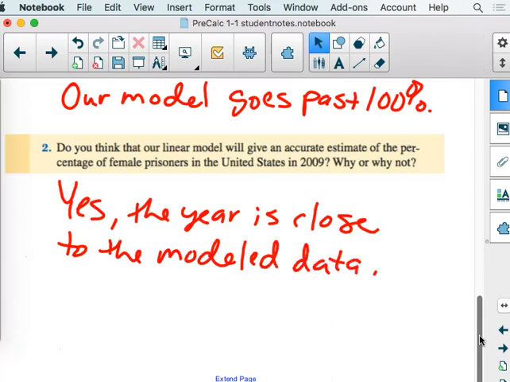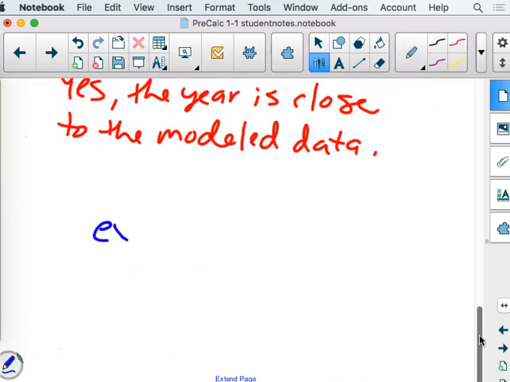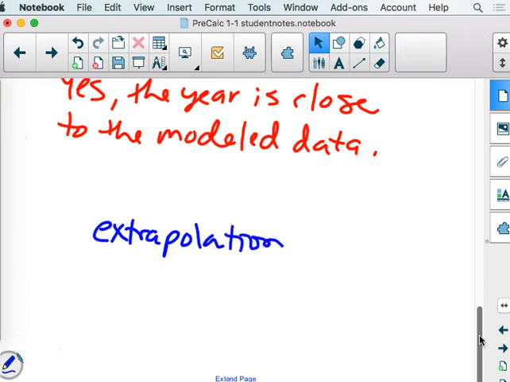It would still be called extrapolation. I suppose I should put that word down. Because it is outside the data that was collected. But it's so close to it that we definitely would use it. We would say that's a pretty reliable way to go. Again, the other fancy word for using inside would be interpolation.